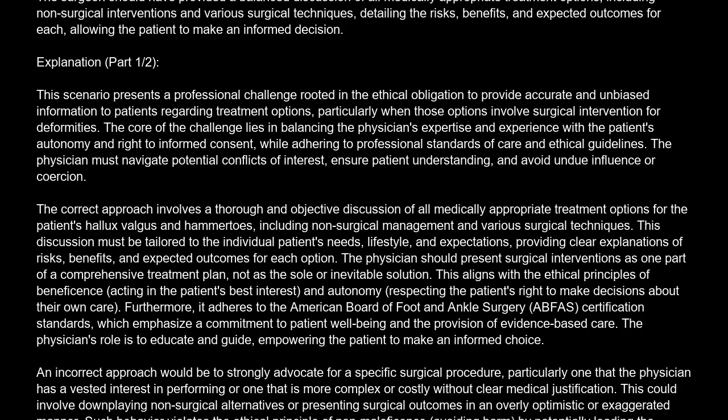An incorrect approach would be to strongly advocate for a specific surgical procedure, particularly one that the physician has a vested interest in performing or one that is more complex or costly, without clear medical justification. This could involve downplaying non-surgical alternatives or presenting surgical outcomes in an overly optimistic or exaggerated manner. Such behavior violates the ethical principle of non-maleficence, avoiding harm, by potentially leading the patient to undergo unnecessary or inappropriate surgery. It also undermines patient autonomy by failing to provide a balanced perspective, thereby compromising the informed consent process.